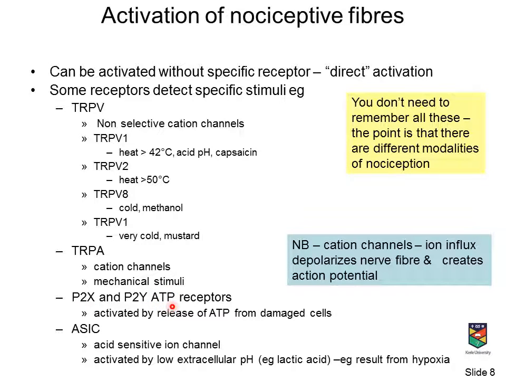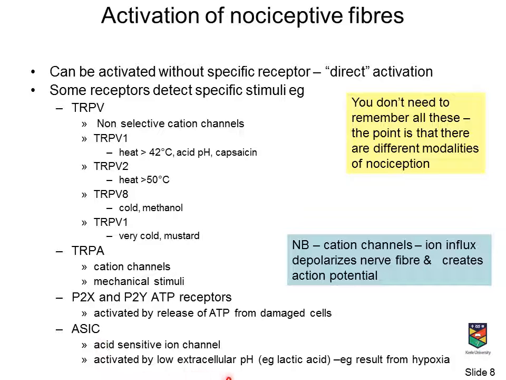If you imagine a cell being damaged, well, cells contain a high concentration of intracellular ATP, about 1 millimolar. So when the cell ruptures, it releases ATP, and it can bind to these P2X or P2Y receptors on nociceptive fibers and activate them. So that's a direct response to damage. And ASIC is the acid-sensitive ion channel. This actually responds to low extracellular pH.